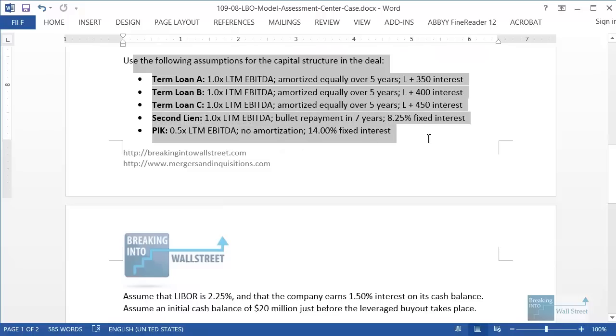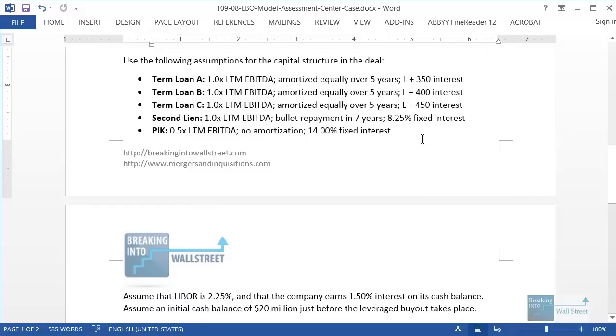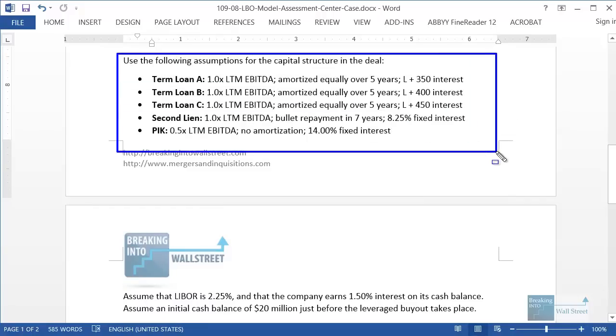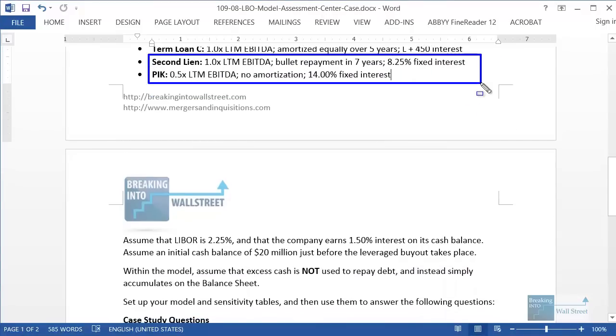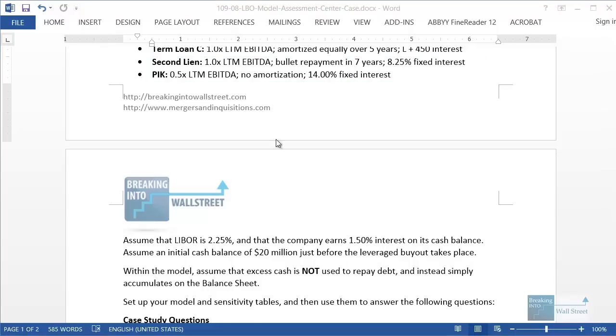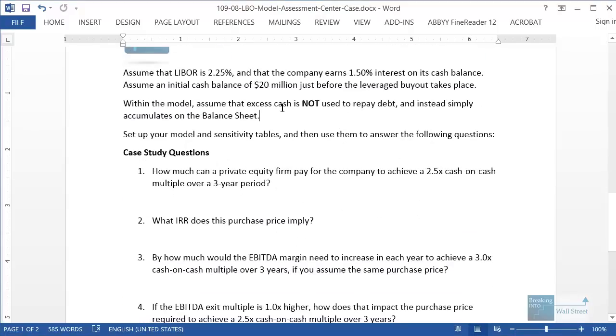We have the debt assumptions here. Notice how they're not giving us a specific percentage of debt. These are all multiples of LTM EBITDA. The first three, the term loans, amortize over 5 years. Interest rates are tied to LIBOR. And then the second lien and paid in kind loans both have fixed interest and effectively have bullet repayment with no optional repayments and no amortization. So we have a lot of these assumptions.